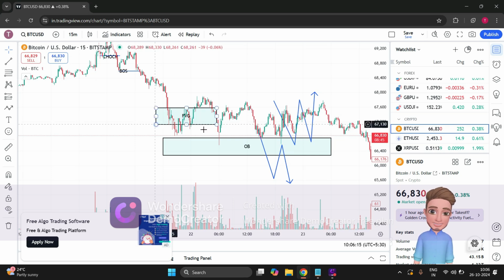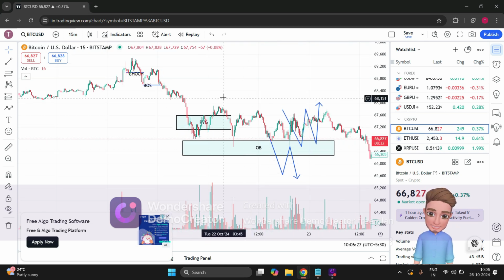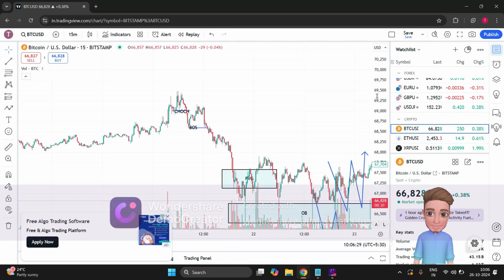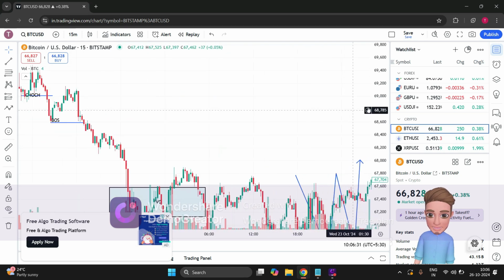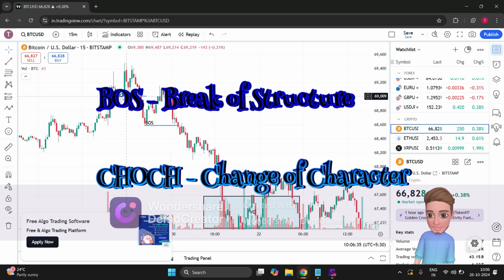and sell, because once we identify that major people, institutional traders, are sitting there, we will be sure when it pushes back that it will go further up or further down. So fair value gap and order block are very important. The other two things to identify an upcoming sell or buy are break of structure and change of character.